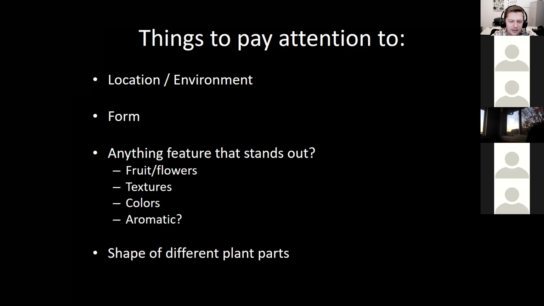Colors. Anything besides green is typically something that is going to be noted and help you. If you can find any part of that plant that is a different color than green, it'll probably help. And then aromatic. You want to be careful with this one, because if you're crushing up poison ivy, it can be pretty bad for you. But if you feel confident that it's not something that's going to be harmful, crushing up the leaves and seeing if they have a particular smell can be very big.